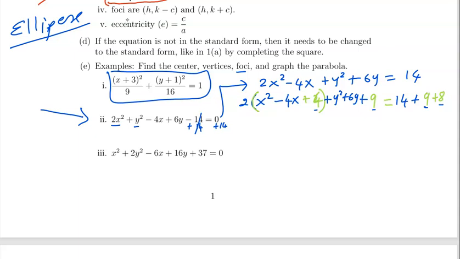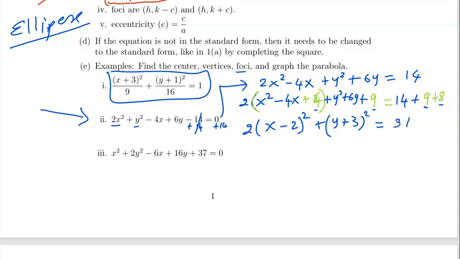All right, now we're ready. So this is 2 times x minus 2 quantity squared. That's completing the square. And this is also a completed square, y plus 3 squared. And that's the other way of writing this one. Equal to, and then 14 and 9 is 23, and then 8 more is 31.